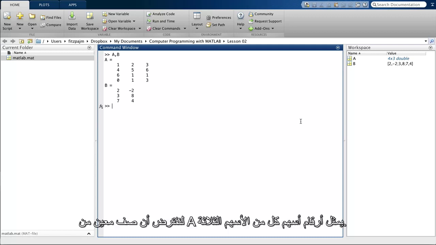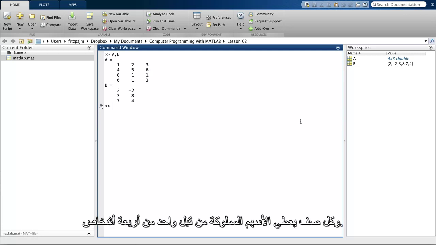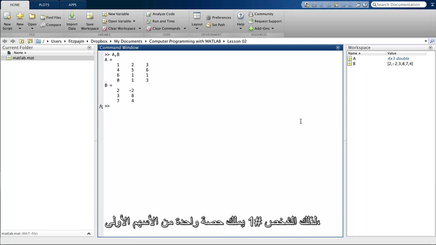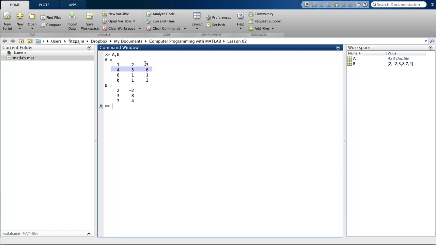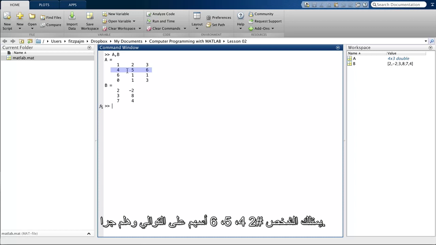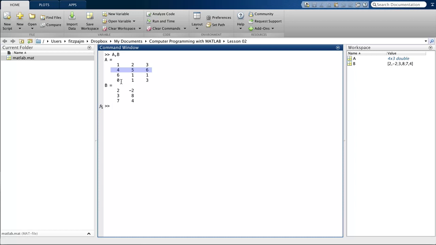Suppose a given row of A represents numbers of shares of each of 3 stocks, and each row gives the shares owned by one of 4 persons. So person number 1 owns 1 share of the first stock, 2 shares of the second stock, and 3 shares of the third stock. Person 2 owns 4, 5, and 6 shares, respectively, and so on.